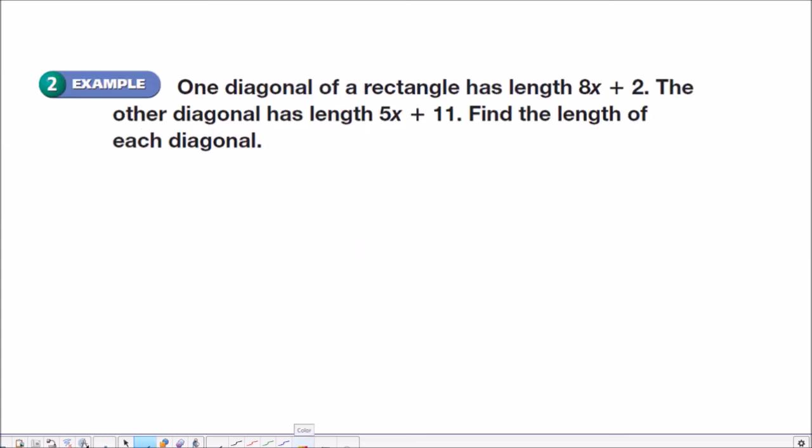Let's try this typical example problem involving rectangles. One diagonal of a rectangle has a length 8x plus 2. The other diagonal has length 5x plus 11. Find the length of each diagonal. All right, y'all. One strategy for this is to draw a picture. I'm actually going to skip that today, and I'm going to do things the quick way. Because, first of all, I'm going to identify what's the question about. It's about diagonals. I have one diagonal, and I have another diagonal. If I can remember the relationship between the diagonals of a rectangle, then I'm going to be successful here.